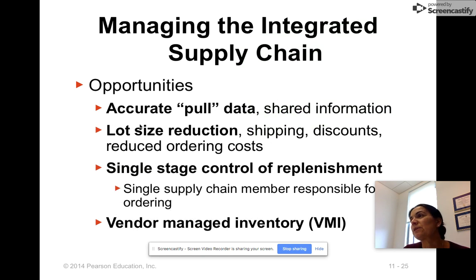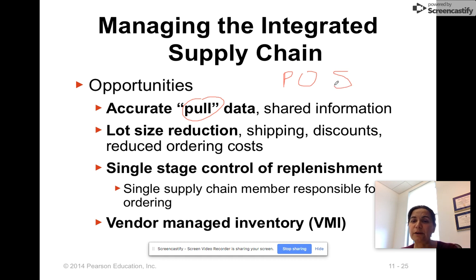So how do supply chain managers address these issues? They do it by creating these opportunities. The first is to have very accurate pull data. This is point of sale data. When you buy something and it goes beep at your grocery store, that sends a signal to the back room that we have a customer who bought a certain box of cereal. That's called accurate point of sales, or POS, data.